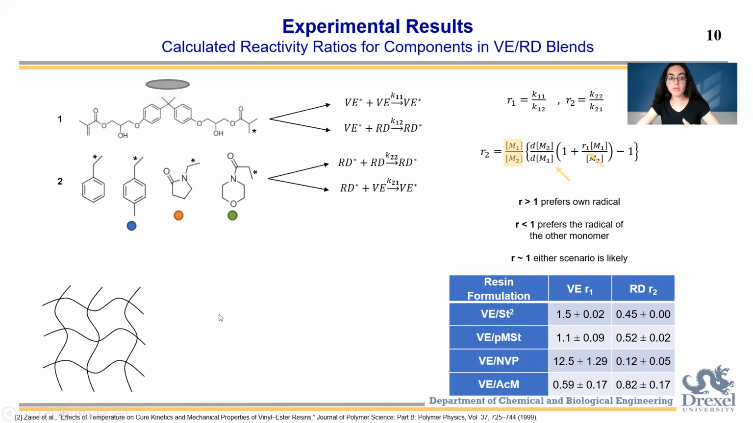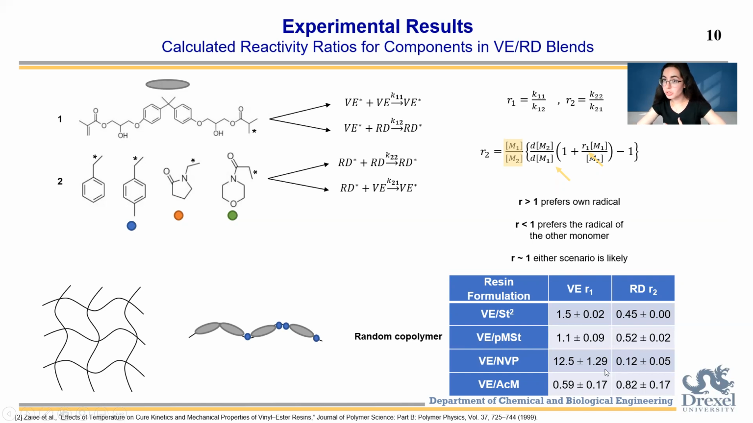So when a polymer network forms, each of these black chains can look a little different. And again, that depends on the reactivity ratios and the curing kinetics that I've been discussing so far. For paramethylstyrene, when that's used within the system, we see that vinyl ester monomers like to transfer radicals to other vinyl ester monomers, and paramethylstyrene prefers the radical of vinyl ester monomers as well. So this likely creates a random copolymer network, as is the case with styrene.